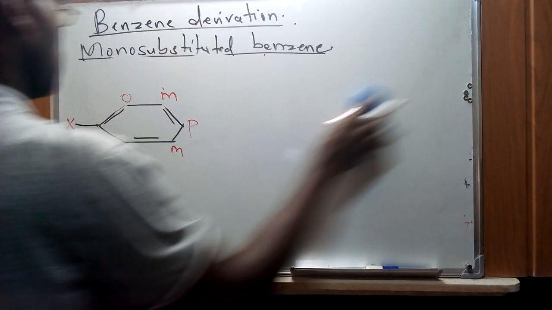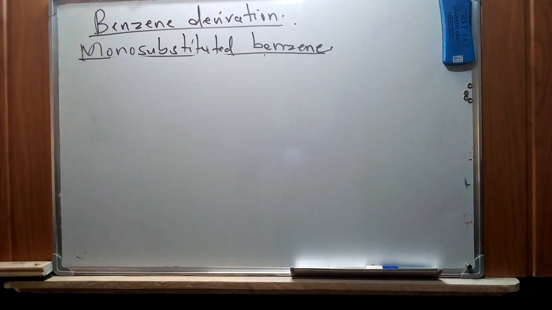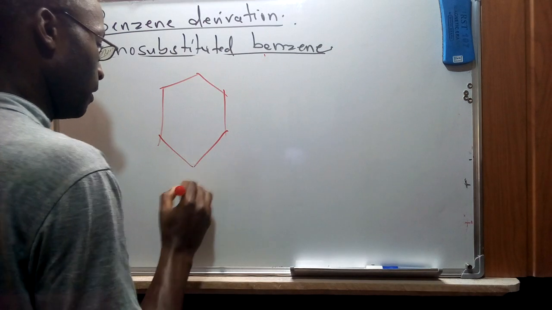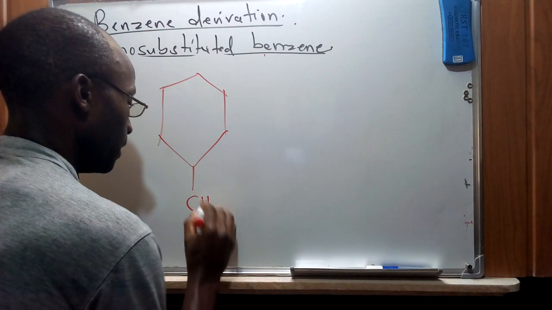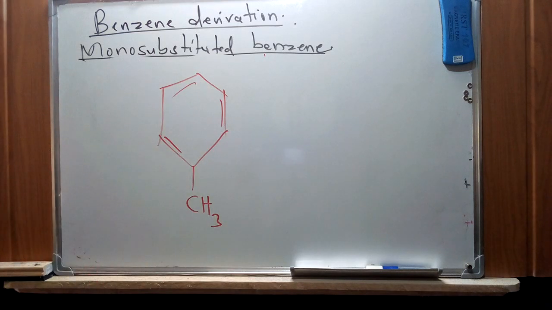Whenever those initials appear in our substitution, especially for disubstituted benzenes, we are going to use those concepts. So suppose we have generally a molecule of benzene like this, and then we have a methyl group that is attached at this point. Then this is going to have a special name for this monosubstituted benzene that we call toluene.